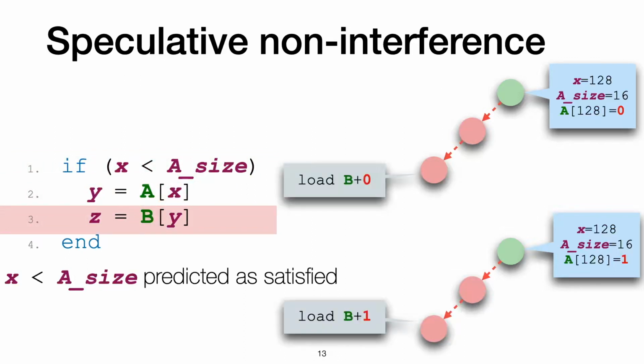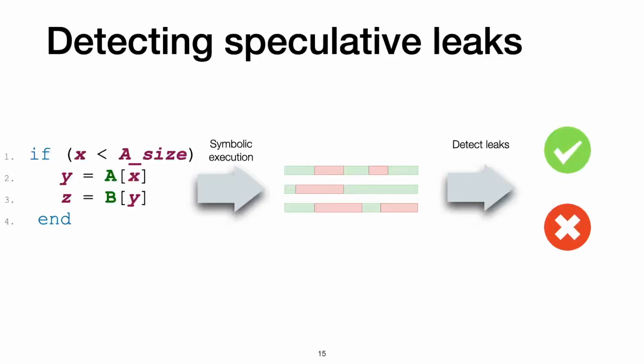In one case, the attacker observes a load from the address b plus 0, while in the other, the attacker observes a load from the address b plus 1. Since these two executions have the same non-speculative behavior, these different observations result in a violation of speculative non-interference. So the Spectre v1 snippet is not speculatively non-interferent. Next, let's see how we can automatically detect this kind of leaks.